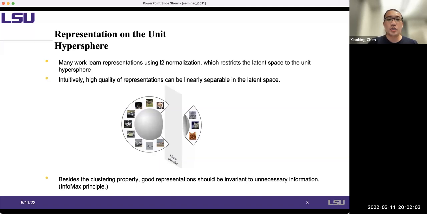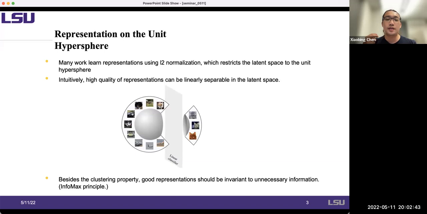In many machine learning works, neural network based models try to learn the representation, and they usually use the L2 normalization, which will restrict the latent space to the unit hypersphere. And intuitively, we can see that if the representations are good enough, they can be linearly separable in the latent space.